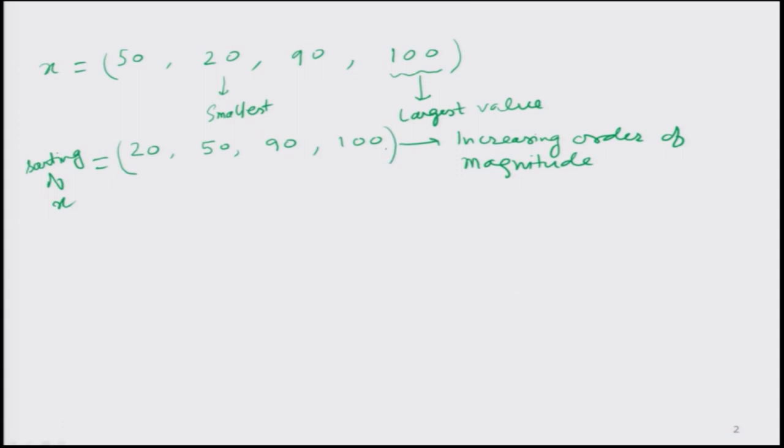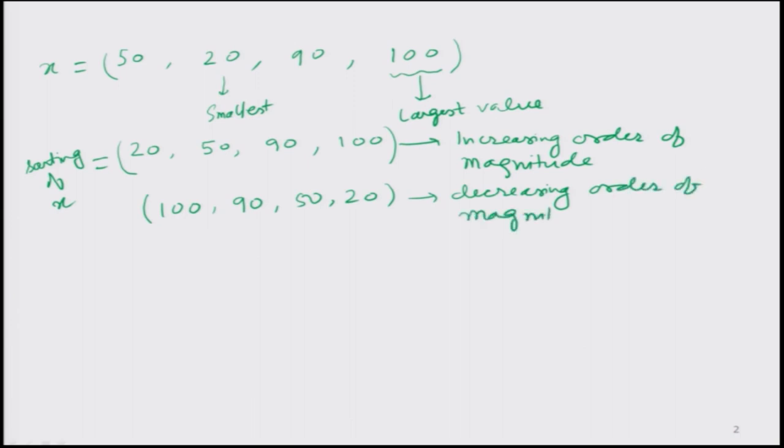Similarly, this sorting can be in the reverse order also. That means the largest value at the first position, say 100, then the next value, that is 90, then 50, and the smallest value, that is 20. In this case, we are arranging the data in the decreasing order of magnitude. So this is called sorting.